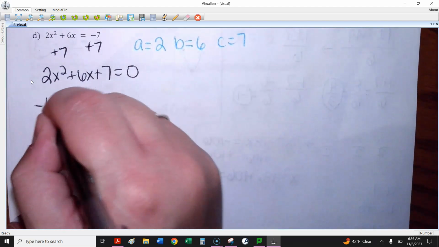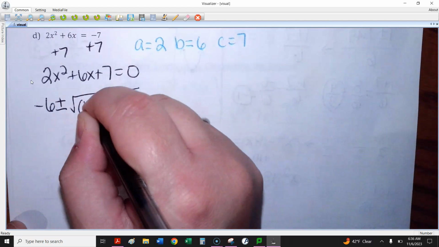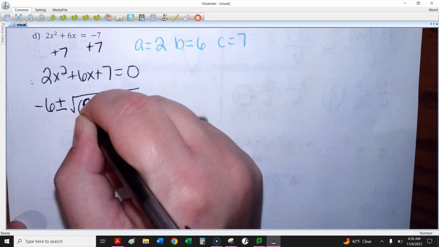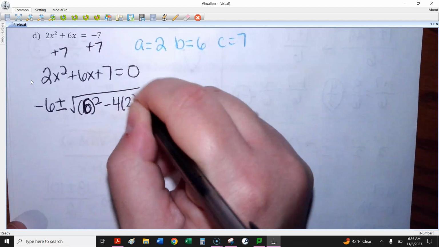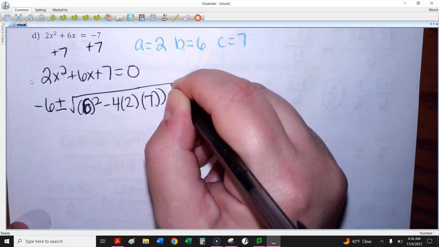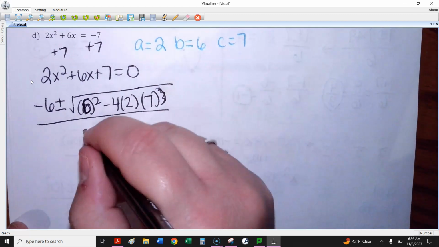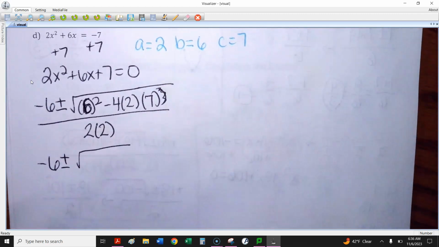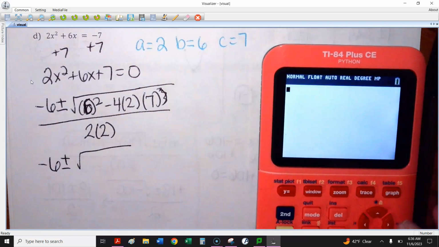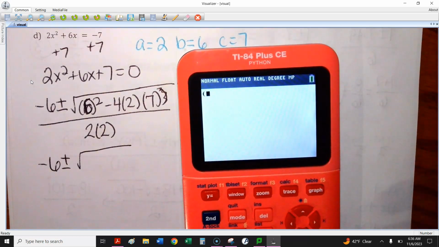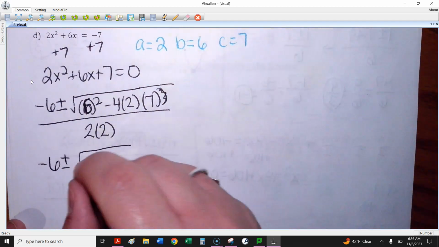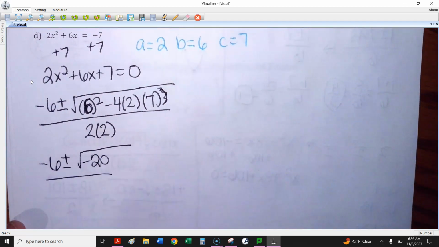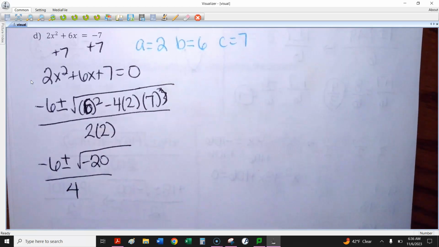So opposite of B, -6, plus or minus the square root of B squared, which would be 6 squared, minus 4 times A, which is 2, times C, which is 7, and then 2A, 2 times 2. So -6 plus or minus the square root. Let's just do what's under the square root on the calculator: 6 squared minus 4 times 2 times 7. This is going to give me -20, so we're going to have an i in our answer. I know that immediately. And the denominator there would be 4.